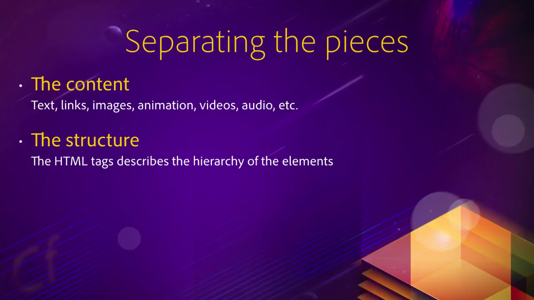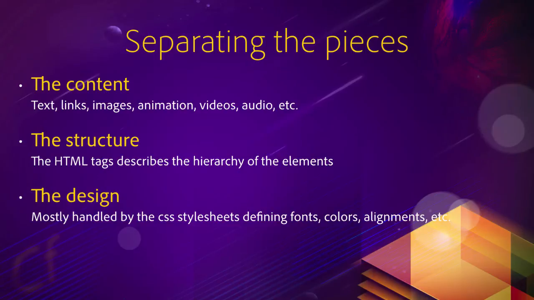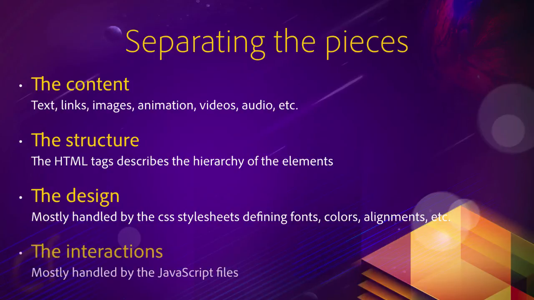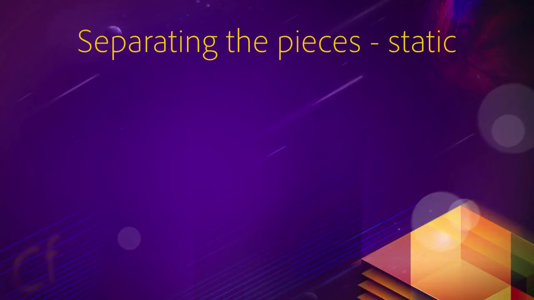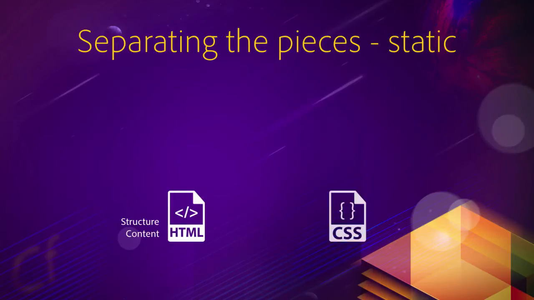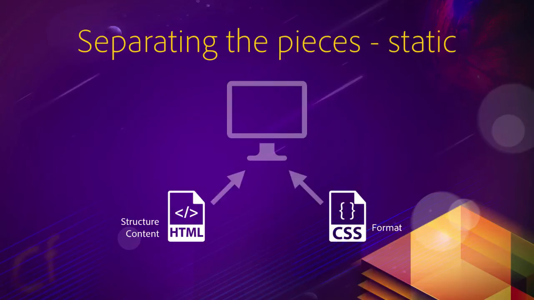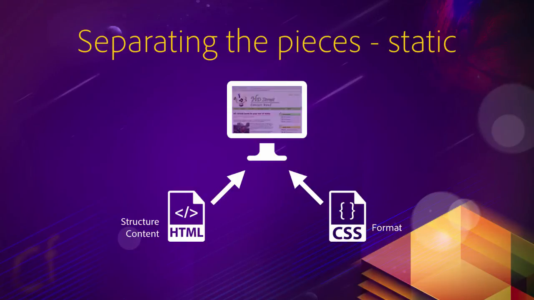Another piece of information is the design, which is mostly handled by the CSS style sheets, which define fonts, colors, alignments, and so on. Another piece of information is the interactions, which is mostly handled by JavaScript files. In case of a static request, the HTML file contains the structure and the content, and then you have the additional support files, such as the CSS files that contain the formatting and eventually the interactions in the JavaScript files. All those files are sent to the browser, and the browser renders the page.